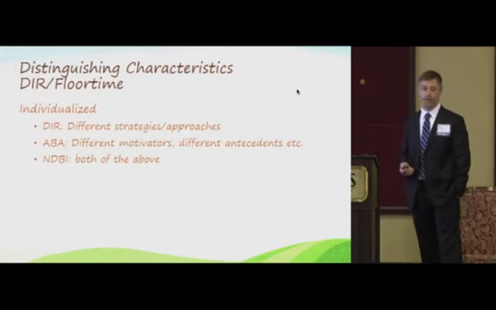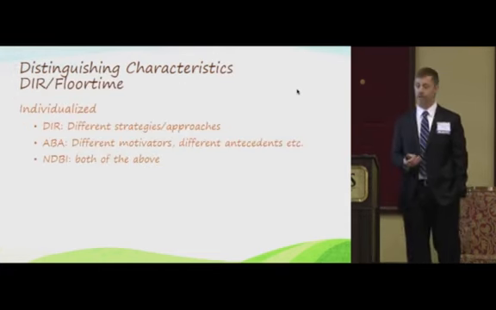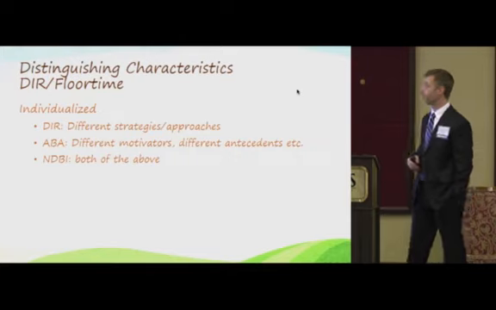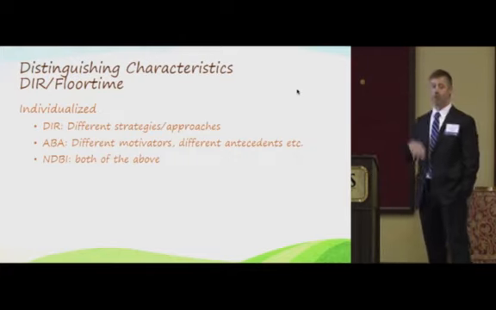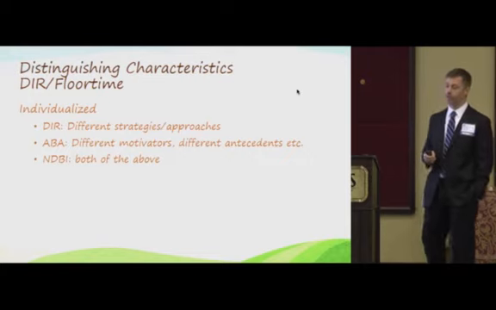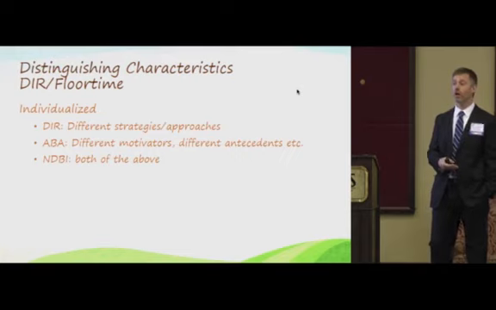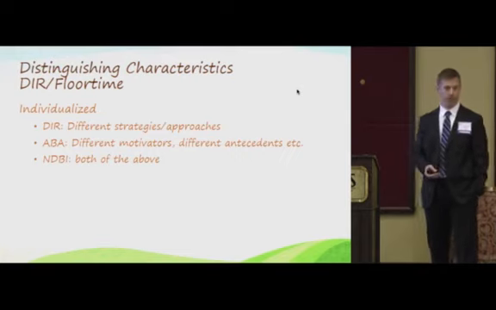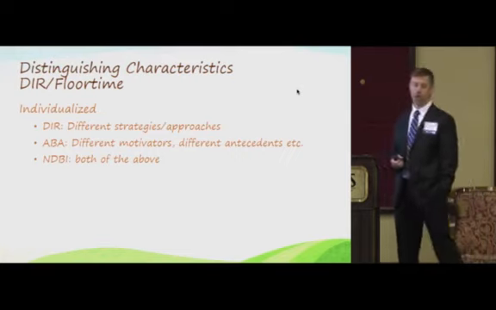So individualized, well, DIR talks about you have to use individual strategies, different strategies for each child. You've seen one child with autism, you've seen one child with autism, right? Everybody says that, though. ABA does the same thing, right? There are different motivators. First thing you have to do when you're doing ABA, you have to analyze the child's behavior, see what's motivating the child, what's getting the child's attention, what can you use for reinforcers. That's individualized, right? And then these naturalistic developmental behavioral interventions use a combination of those two things.